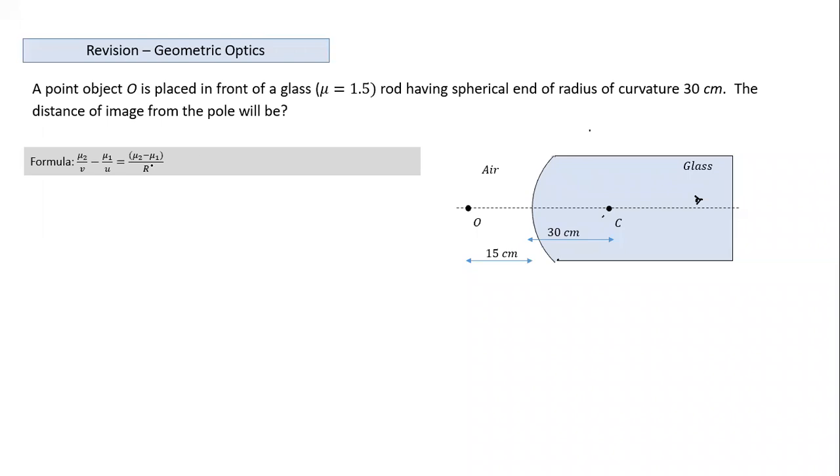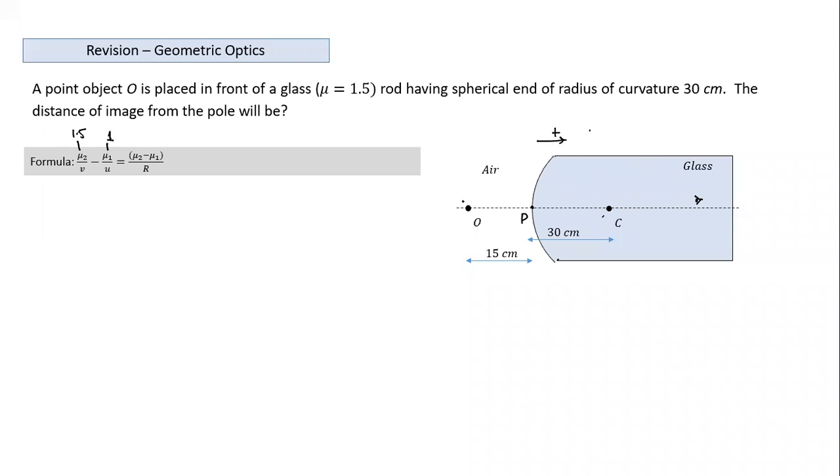Let's start from the medium air. mu1 is 1. It goes to which medium? Glass. mu2 is equal to 1.5. How about the sign convention? This is the center, this is the object, and this is the pole here. Which direction is the incident ray traveling? From left to right. Hence, this direction is positive.